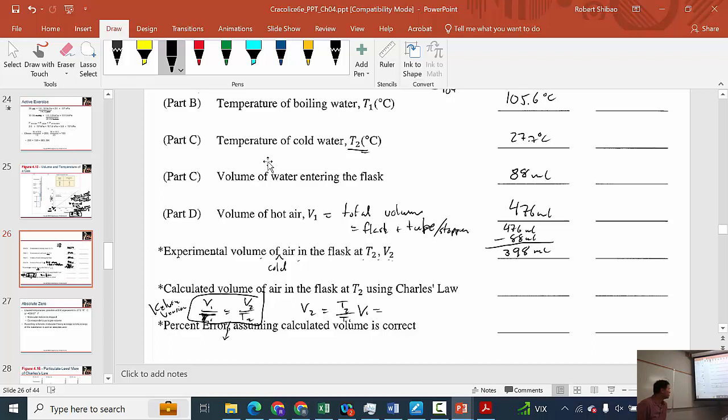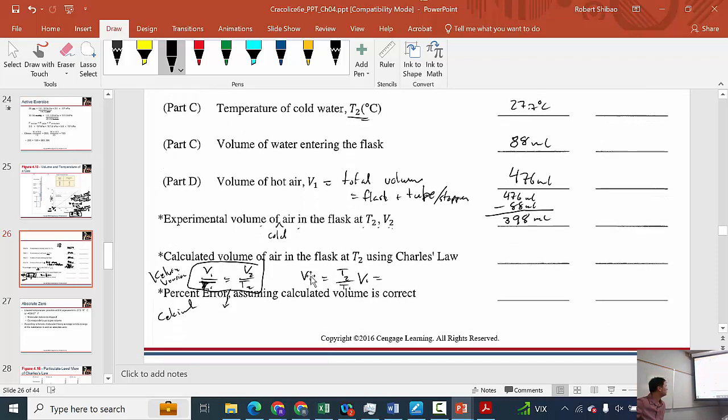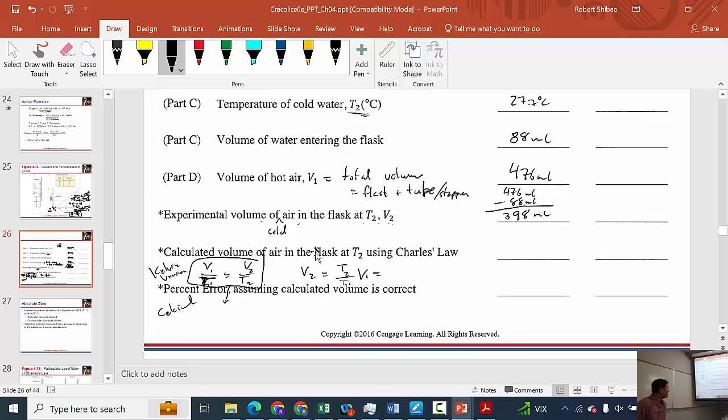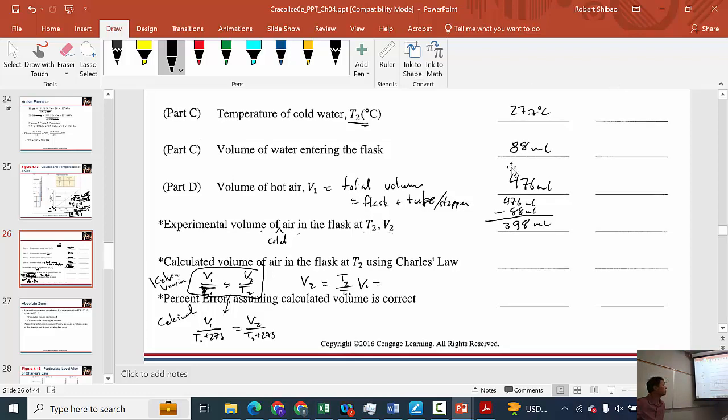Or we use the Celsius version of Charles' law. You know what the Celsius version looks like? Can you divide by 0 degrees Celsius? No. And so the Celsius version looks like this. It's V1 over T1 plus 273, which is equal to V2 over T2 plus 273. Which one looks easier algebraically? The Kelvin. So what we need to do is convert our temperatures to Kelvin.